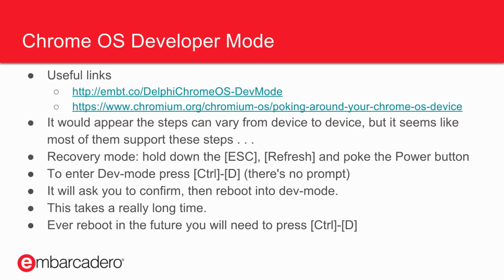So first thing you need to do is put Chrome OS in developer mode. That link there will take you to a page where I've outlined all the steps that you see here, and the second link is going to give you some more information about that as well. It varies from device to device, but these steps seem to be the more popular steps on current devices.